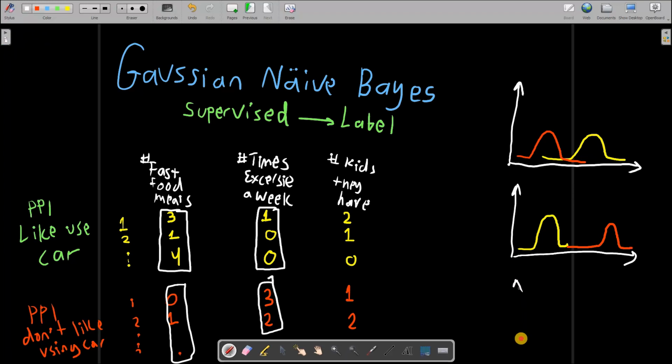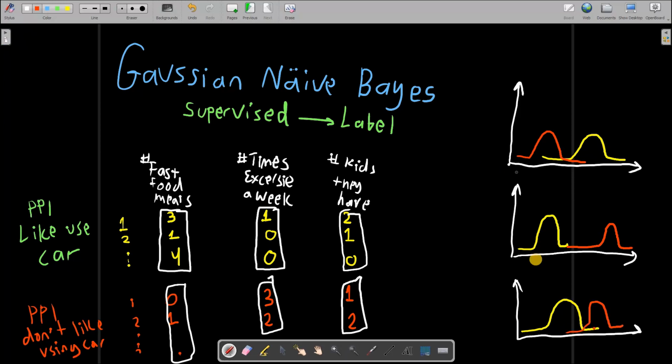Now, finally, we will do the same thing for how many kids they have for each category. So here we have this for how many kids they have, and let's say it looked something like this. And the same thing would go for people who don't like to use their car, and maybe it looked something like this. Alright? So the first step is to draw the Gaussian distributions. Now what is the next step?